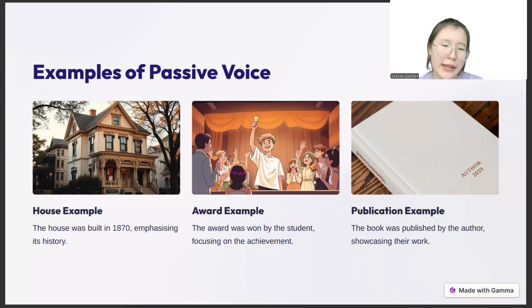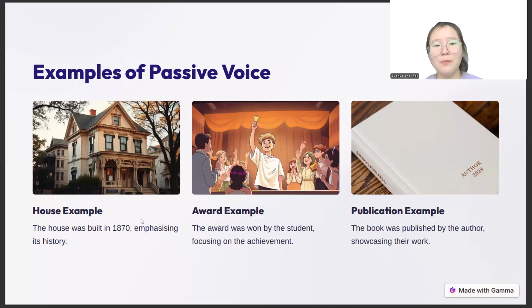The house was built in 1870, right? Or someone built this house in 1817. Here, guys, we can add this information: the house was built in 1817 by some constructors, or by the government, or funded by some organizations. But this part is not necessary for us.